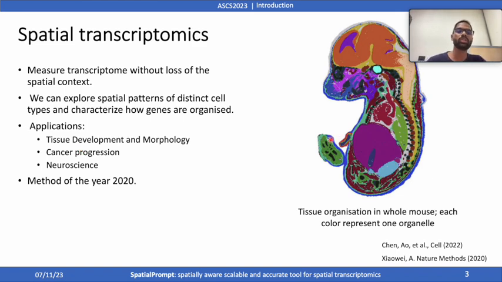The image you are seeing is the tissue organization of a whole mouse. What the researchers did for this sample is take a vertical section of the whole mouse and sequence the whole section spatially. Here each color represents one organ.